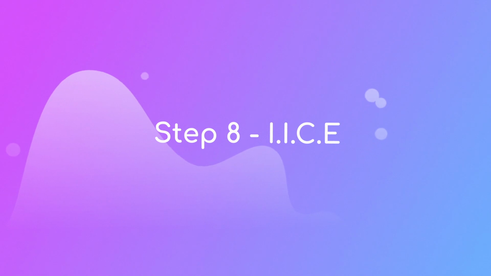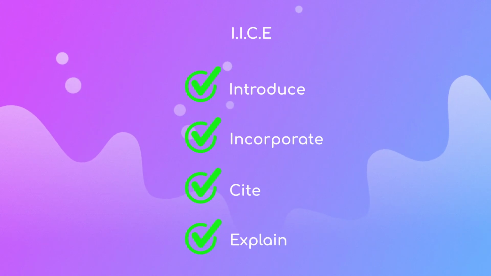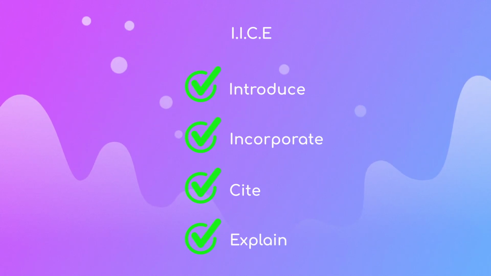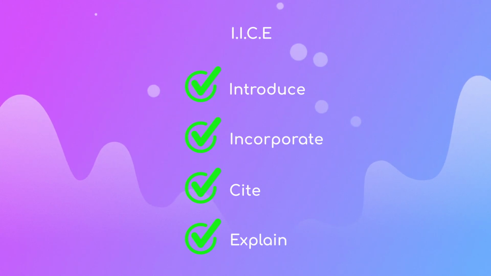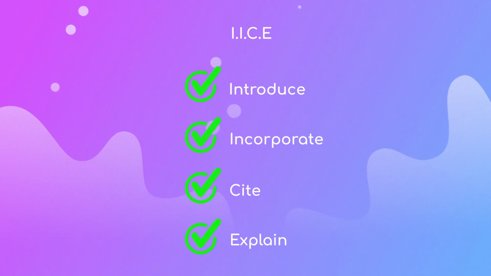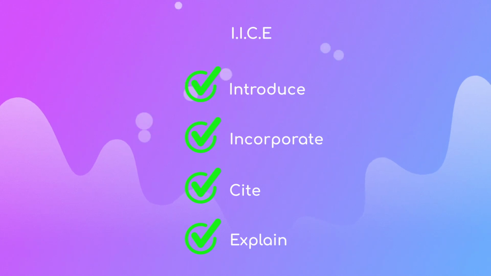Step 8. I.I.C.E. The time has come to add your paraphrasing to the text you're writing. A simple way to do this is to use the I.I.C.E. method. I.I.C.E. is an acronym that identifies steps to ensure that you avoid plagiarism and maximize the effectiveness of integrating paraphrasing in your writing. What is involved for each step? It's time to find out.